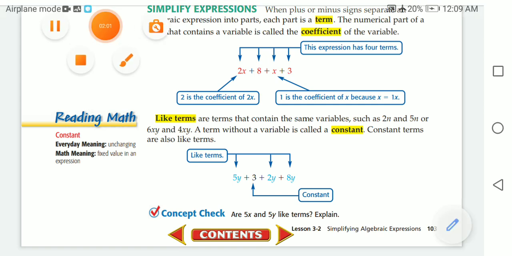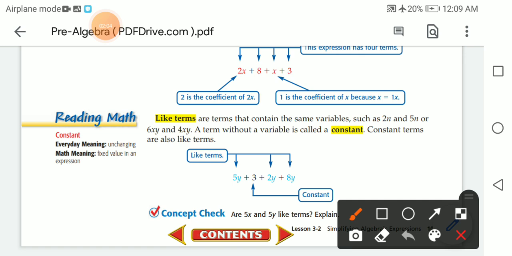So I need the marker here. As you see here, this expression has 4 terms. How many terms here? 1, 2, 3, 4. Each one here is called a term. Is it important to know the definitions? Yes, you have to know all the names of any term of the expression here. 2 is the coefficient of 2x. 1 is the coefficient of x. As you see, it's invisible because x equals 1x.